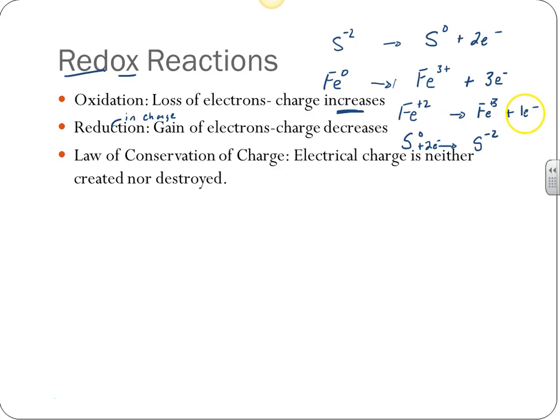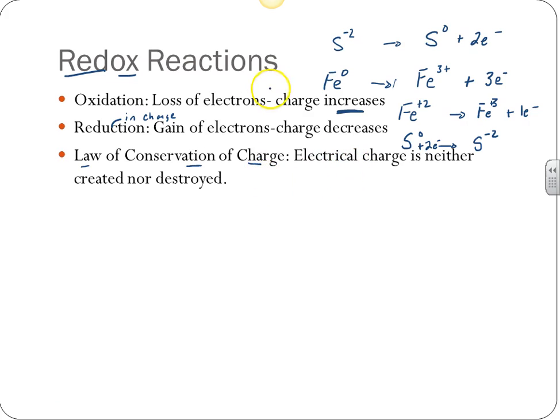Now, when we have charges created, like here we've had some electrons produced, when we have electrons produced, or we have negative charges produced, there has to be an offsetting positive charge produced somewhere else. That is one of our conservation laws. We've covered the law of conservation of mass. We've probably mentioned the law of conservation of energy a few times, but this is the law of conservation of electrical charge. Electrical charge is neither created nor destroyed.